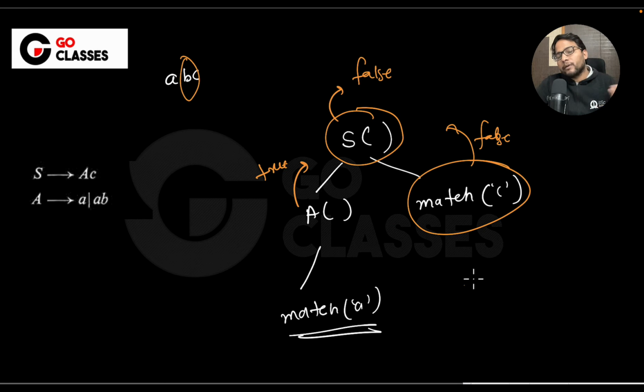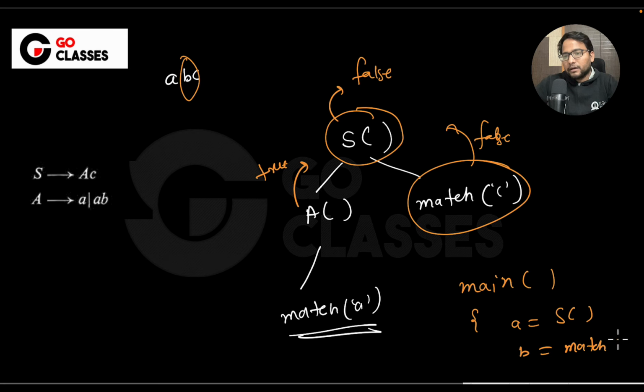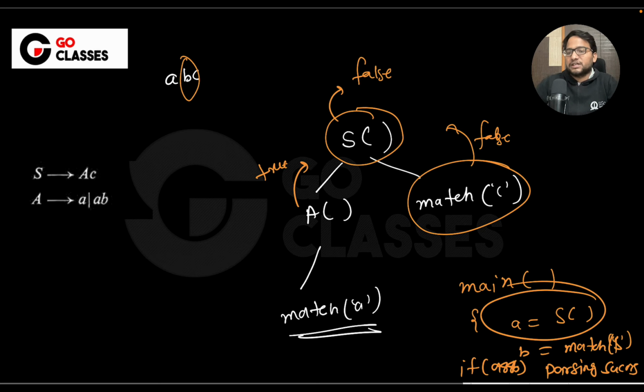So that's why it won't be able to parse, because in the main function you are saying let's just call S, let's just match dollar, and if both of them are true, A and B, then you will say parsing successful. But here this S is false. So that's why parsing is not successful. That's how it will work algorithmically. I hope you understood how it will work algorithmically.